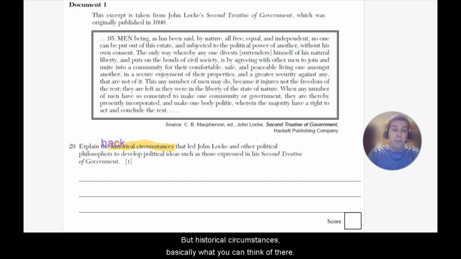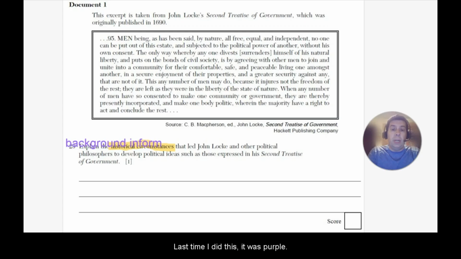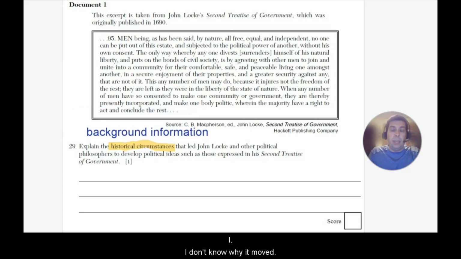basically, what you can think of there, is background information. That's what you should think: background information. So explain background information. This is a hard point to get if you don't know stuff. There are some of these points that you can get just by using skill, but you need to know some stuff about whatever this was.